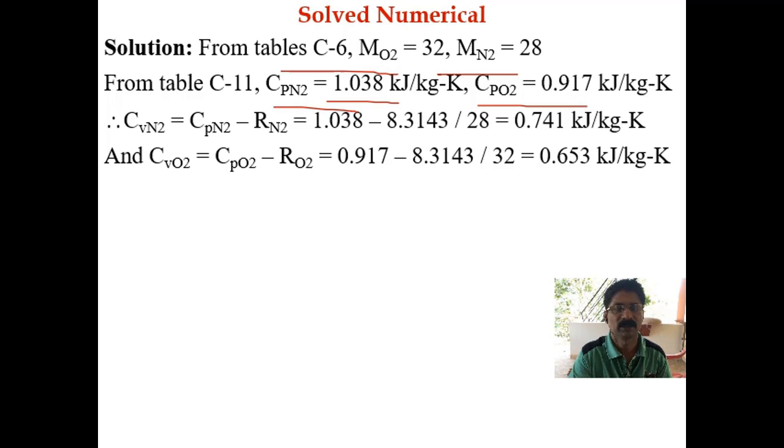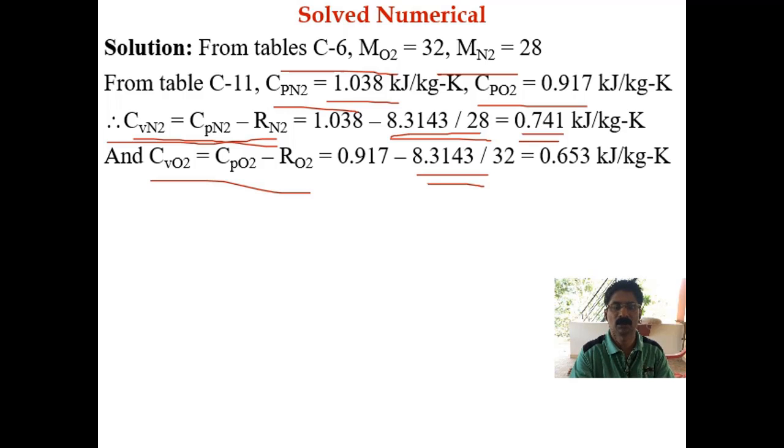Now from this you can find the specific heat at constant volume by using the expression Cv is equal to Cp minus R. So you write for N2, Cv N2 is equal to Cp N2 minus R N2, whereas Cv O2 is equal to Cp O2 minus R O2. Here R N2 and R O2 you may not know, but you can find them using the R bar by M expression. So this is R bar by M for nitrogen, this is R bar by M for oxygen. If you substitute and simplify, you will get the specific heat at constant volume for nitrogen as 0.741 and for oxygen as 0.653 kilojoules per kg per Kelvin.